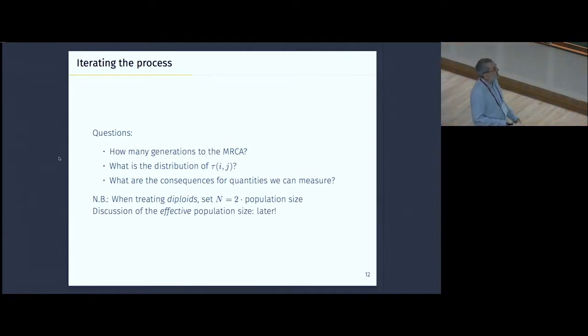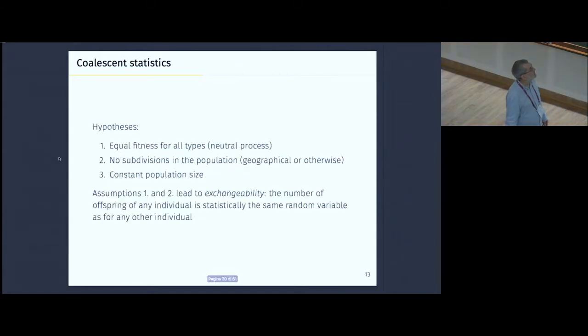Other disclaimer, effective population size. This was mentioned also by Kavita. So whenever you see N, it is not the actual population size, it's the effective population size. There's a problem with the effective population size, which I'm going, hopefully, to discuss later.